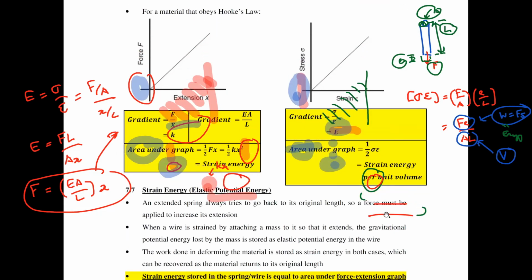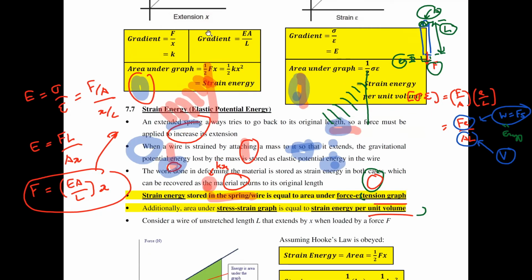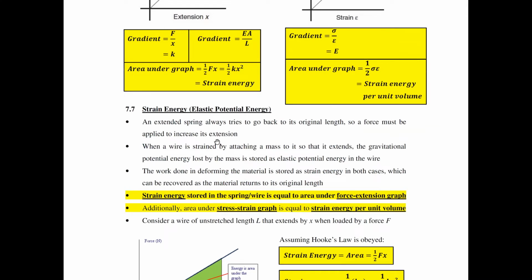Okay, the last part here is more on strain energy itself. This one is something we've learned before, so I'm just going to breeze through this. Now, why do we say that a material when it's being deformed, or rather when the spring is being extended, has strain energy or elastic potential energy? A spring will always try to go back to its original length. So a force must be applied to increase its extension. So when you apply a force to increase extension, you have force times displacement, you have work done. You have work done, you have energy change.